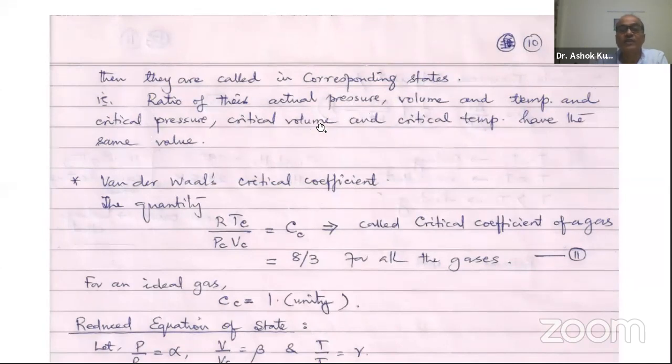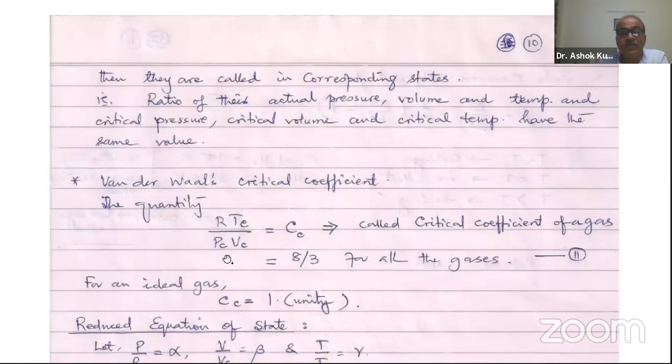That means the ratio of their actual pressure, volume and temperature to their critical pressure, critical volume and critical temperature have the same value. Surprisingly, all the gases have one thing very unique: if their pressure is more, their critical pressure is also more. If their volume is more, their critical volume also becomes more, and so on. Therefore, their ratio remains constant. So the van der Waals critical coefficient is that quantity.